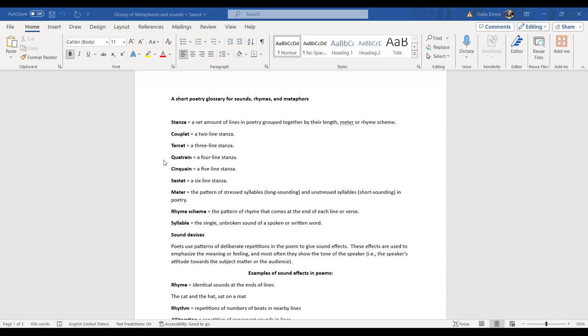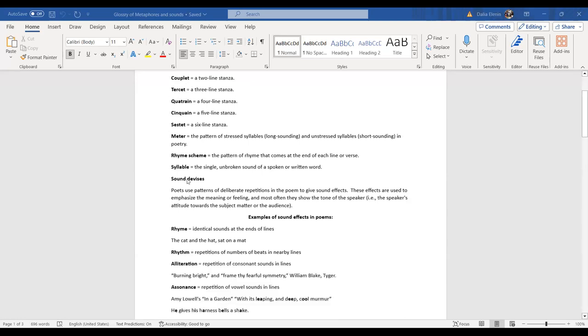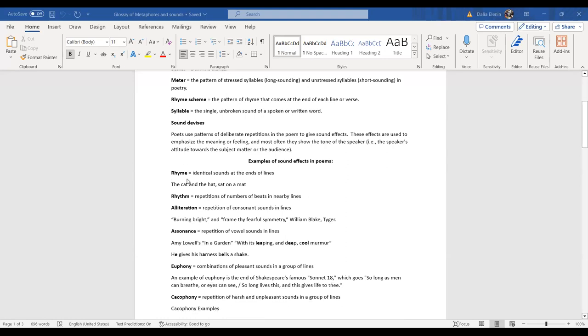Couplets: now I'm talking to you about the shape and size. A couplet is a stanza of two lines. You will see many examples later on. A tercet is a three-line stanza. Quatrain, four lines. Cinquain, five lines. Sestet, six lines. You notice that these are taken from Latin words. That's why they're a little bit not common.